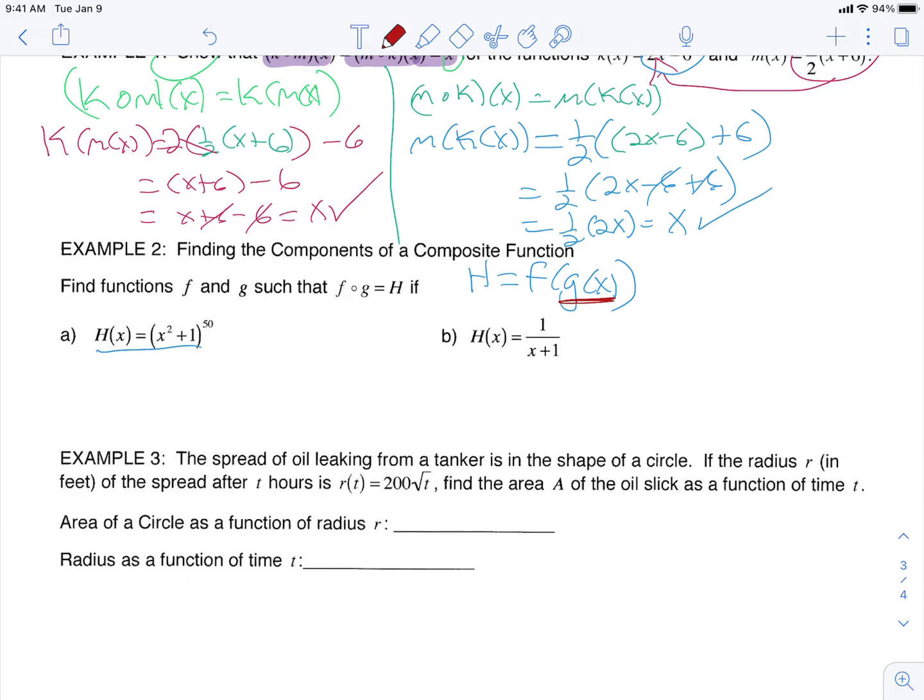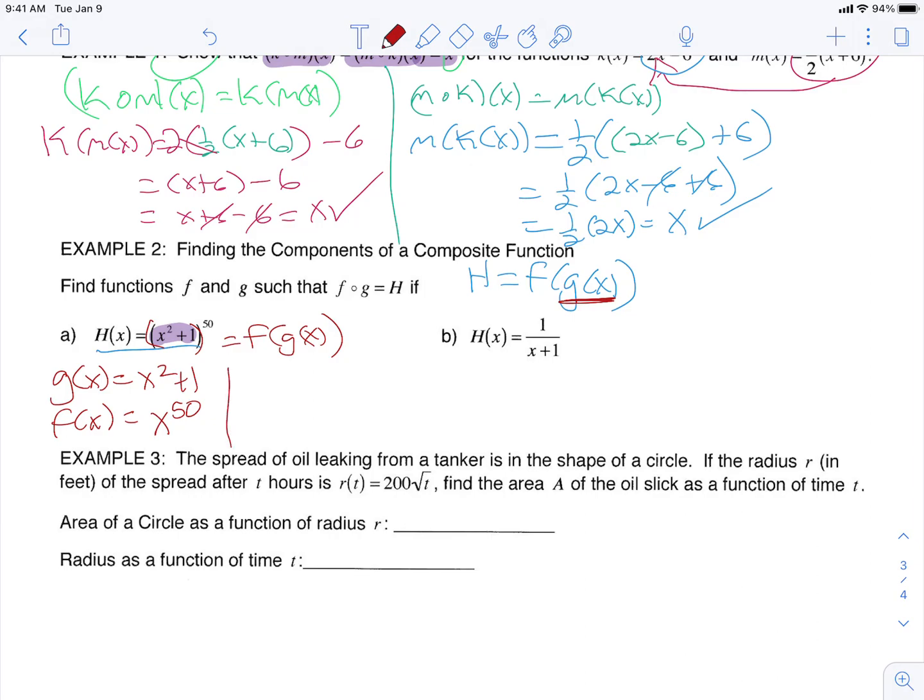to create a brand new function that we call h. And sometimes it's obvious, and to tell you what, there's an infinite number of answers you can give me. You can be as creative or as boring as you want. For example, looking at a, I clearly see that there's an x squared plus 1 inside of a bigger parentheses raised to the 50th power. So in this case, you could say that g of x is x squared plus 1, and f of x is x to the 50th power. Okay, that's one of an infinite number of answers.